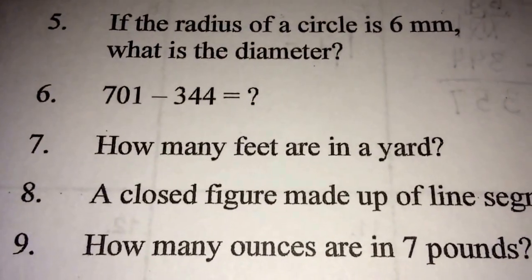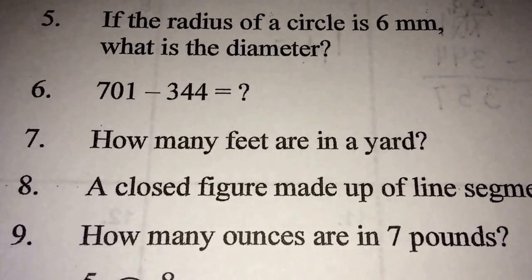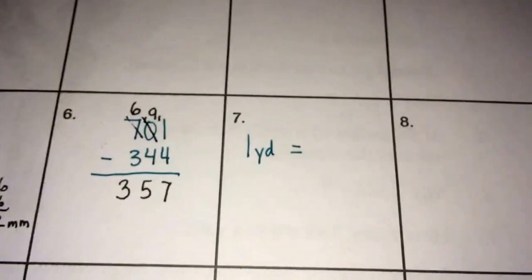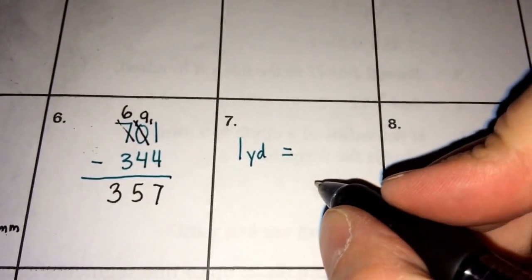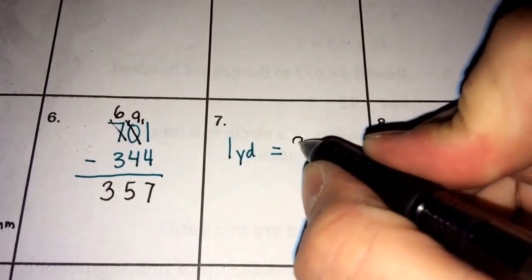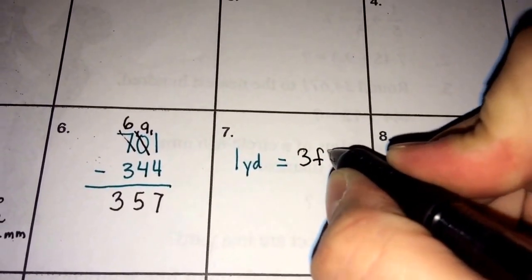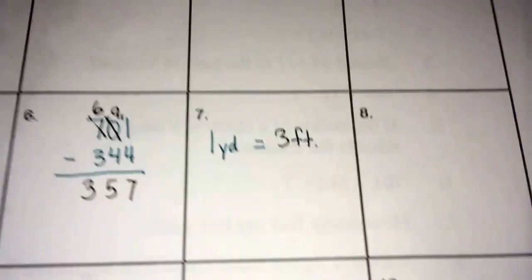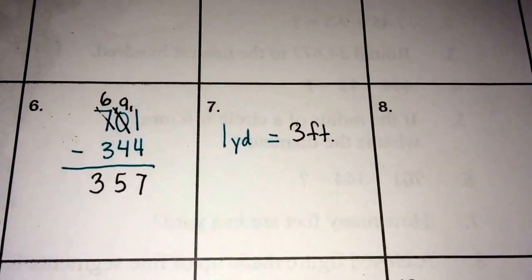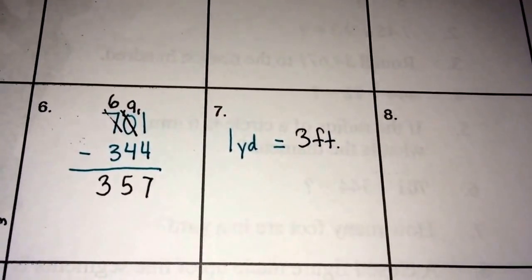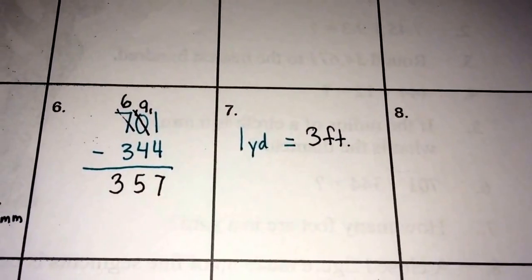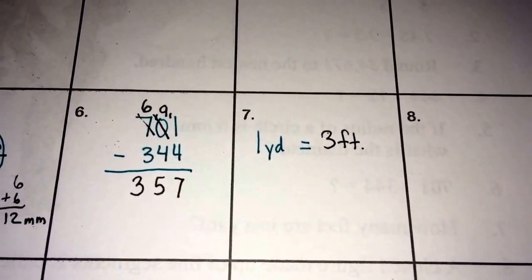Alright, number 7 says, how many feet are in a yard? How many feet are in a yard? And there's really no math for this one, because this is just knowing, if you know that 1 yard equals 3 feet, you're in the know. That's all you really need to know, is that 1 yard equals 3 feet. That's going to be that way for the rest of your life, guys, so don't forget it. Okay? 1 yard equals 3 feet.